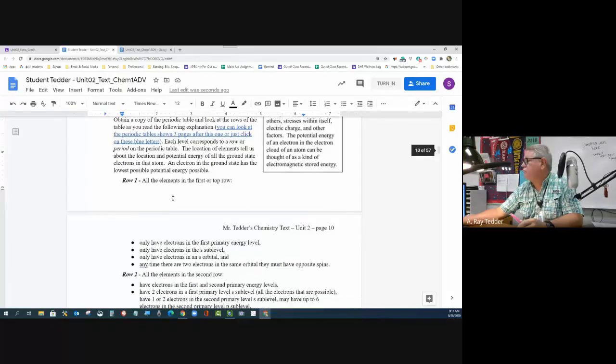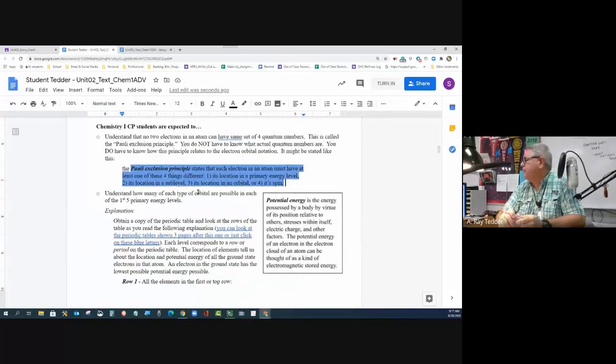All right. So the Pauli exclusion principle says that each electron in an atom must have at least one of these four that are different. Its location in a primary level, its location in a sublevel, its location in an orbital, and its spin. So the Pauli exclusion principle says that no two electrons can have all of these things the same.